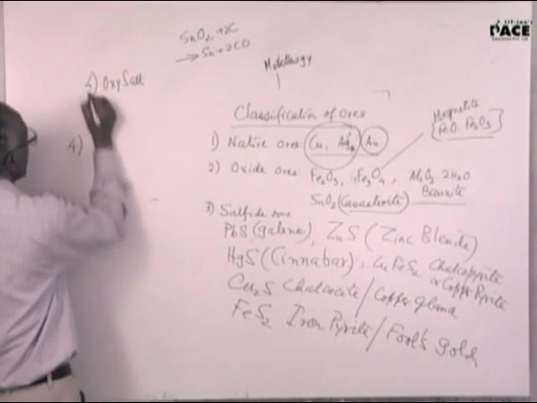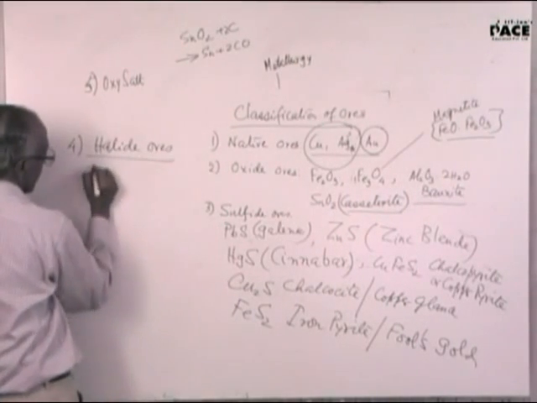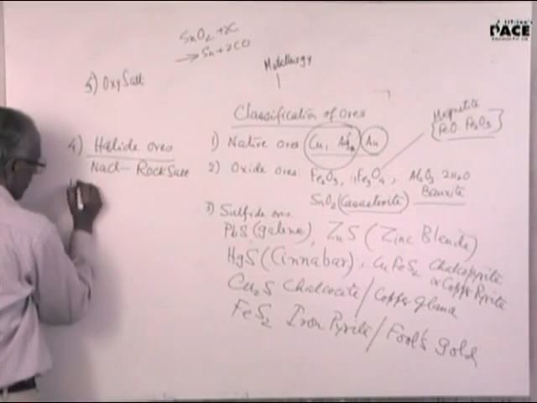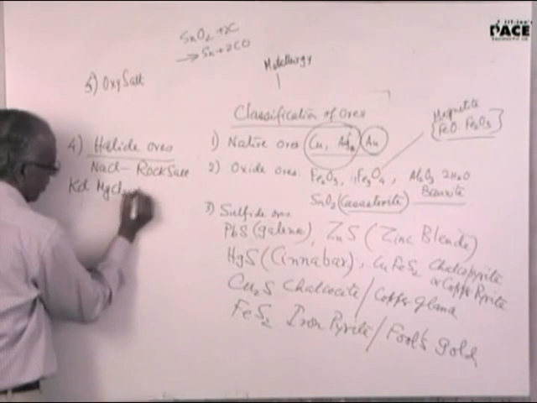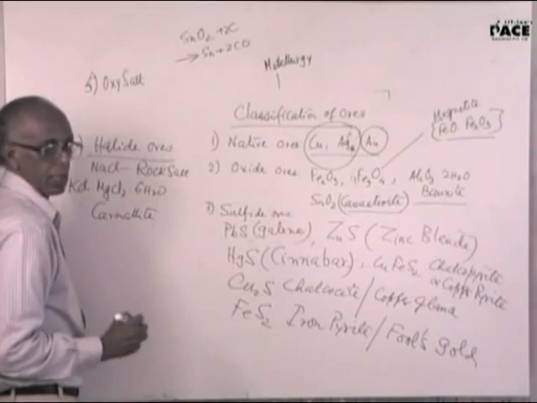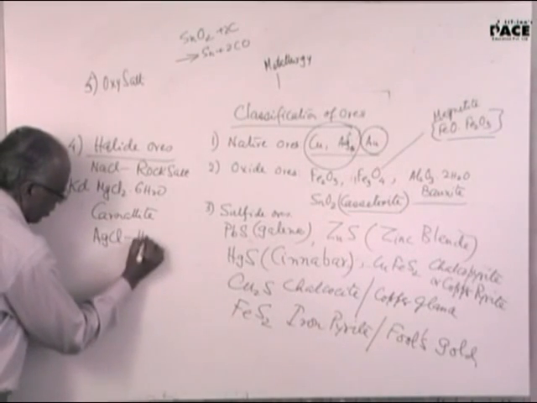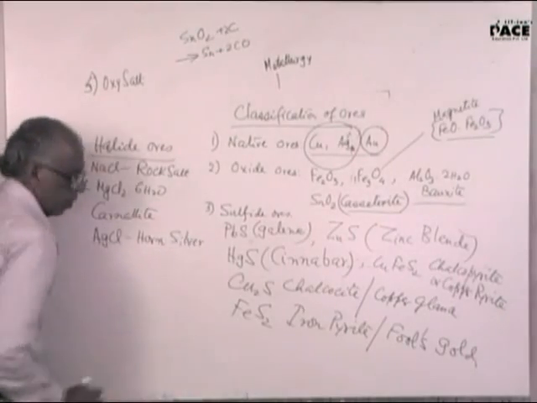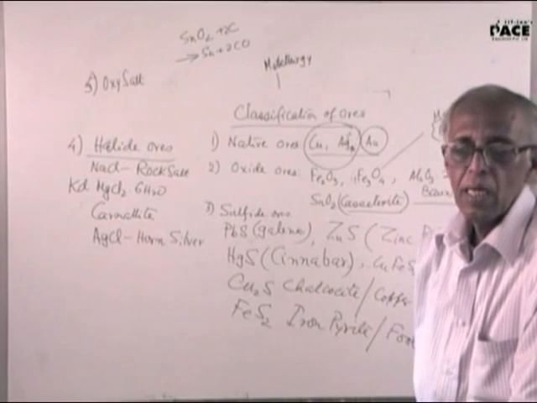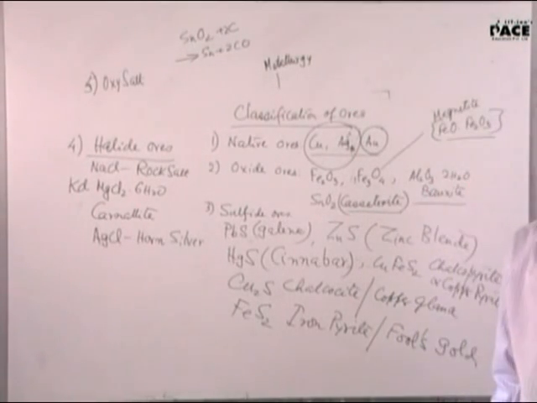Okay, write 4, this will be 5. 4 is halide. Silver chloride is called horn silver. Potassium chloride, magnesium chloride hexahydrate is called carnallite. And sodium chloride is called rock salt.